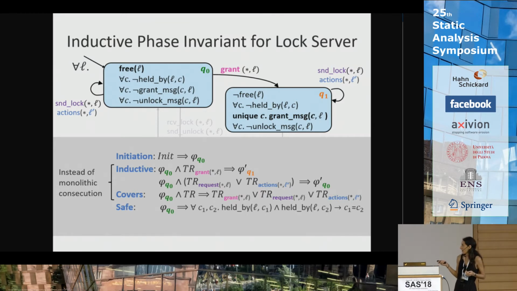Okay? If I start from this characterization of Q0 and I take a step of TR, then this step has to correspond to one of the transitions that is really there in the automaton. I didn't miss anything. If all of these properties are satisfied, then we can show that this automaton simulates the system, and therefore it really proves the safety.